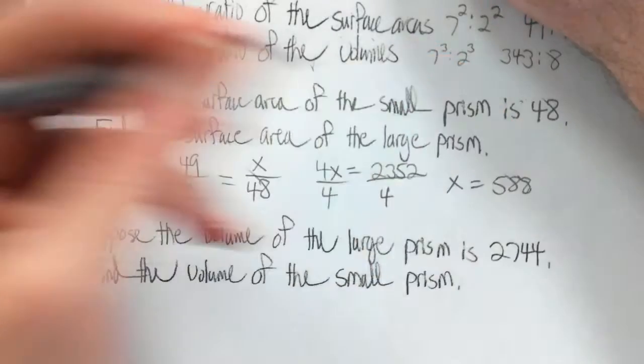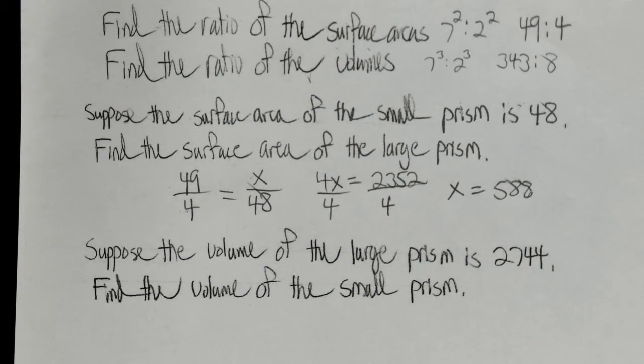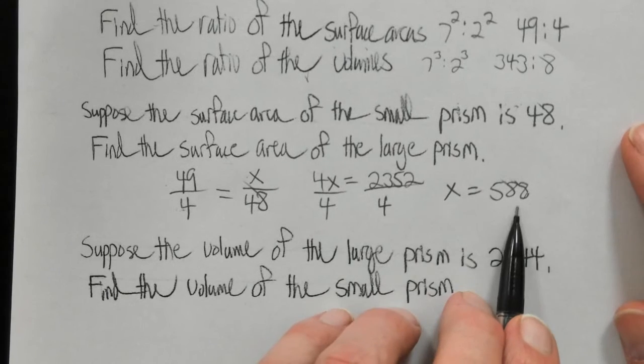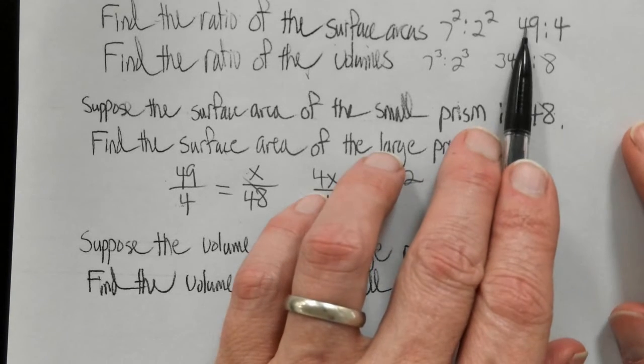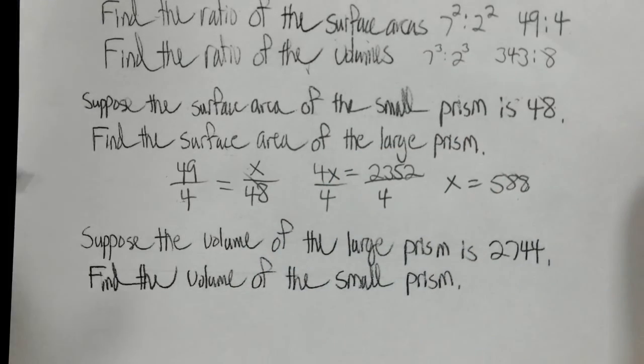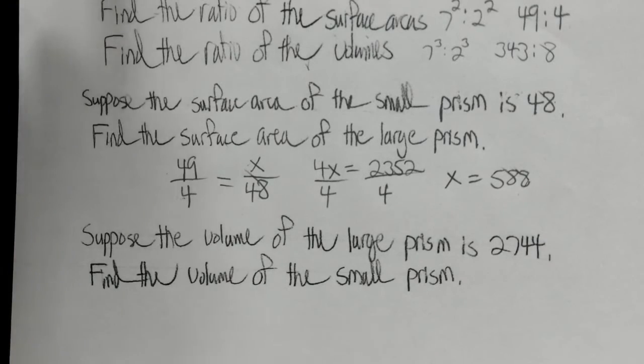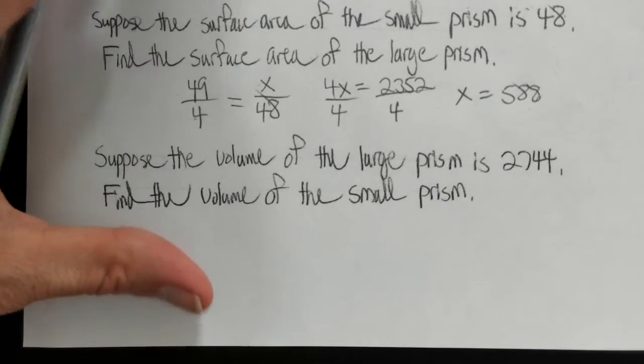588. Okay, so there you go. Now, if you wanted to make sure that that was correct, then 588 divided by 48 should be equal to 49 divided by 4. And if it is, then you know you did it right. So that's a way to double check it. Okay, what about the next one though?